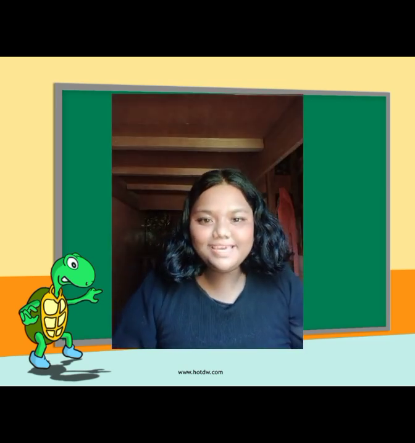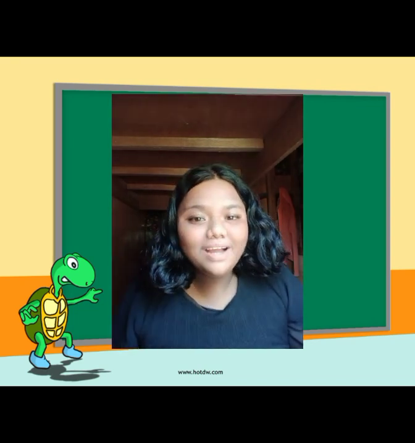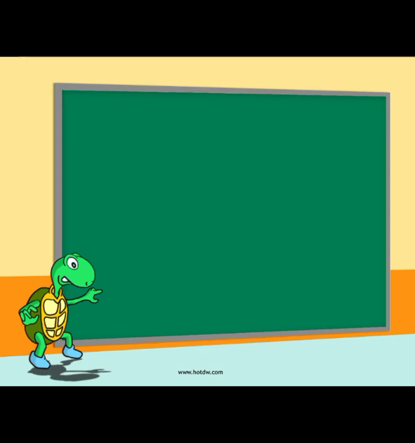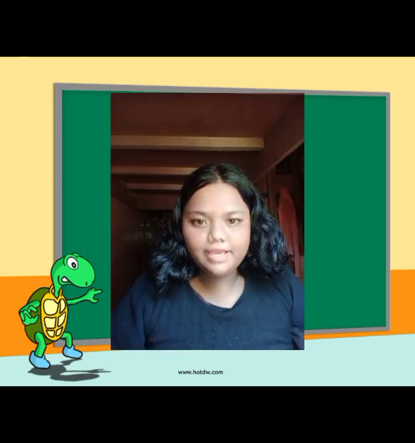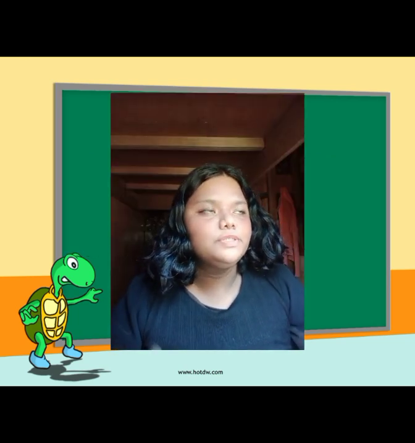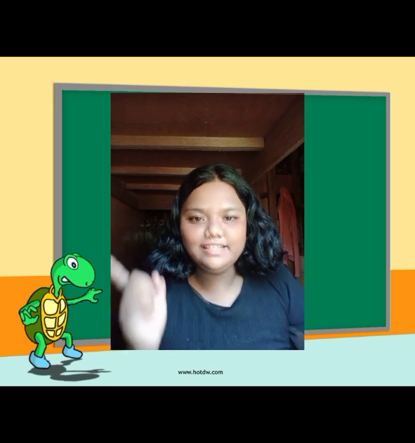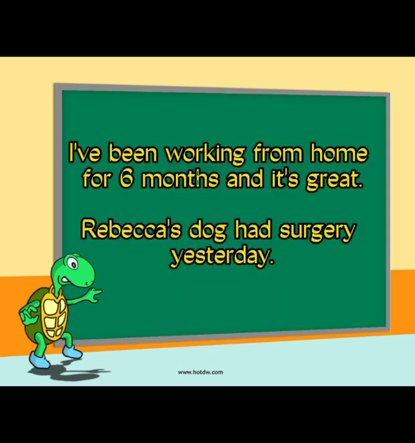Next, we have the apostrophe. So what is an apostrophe? Apostrophes are meant to show that a letter or letters have been omitted, and also to indicate the possessive or constructions. It can also be used to pluralize lowercase letters. So here are some examples: I've been working from home for 6 months and it's great. Rebecca's dog had surgery yesterday.